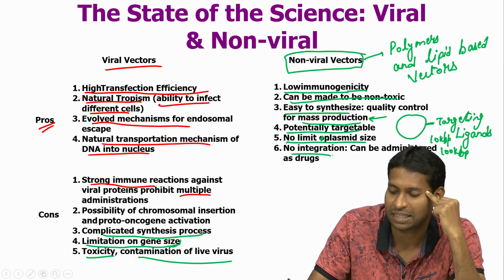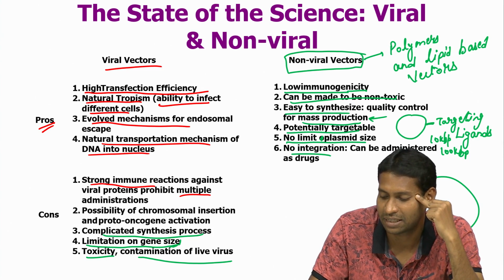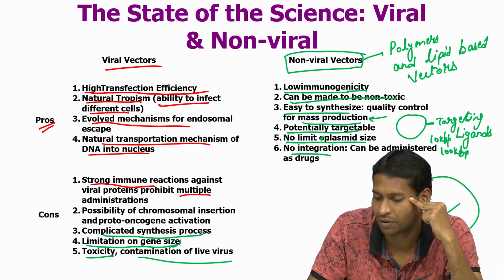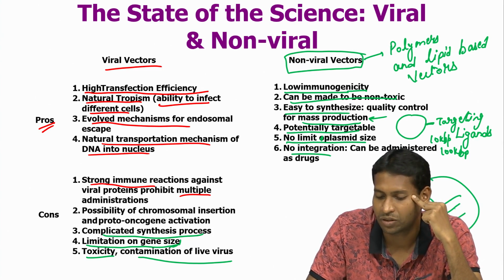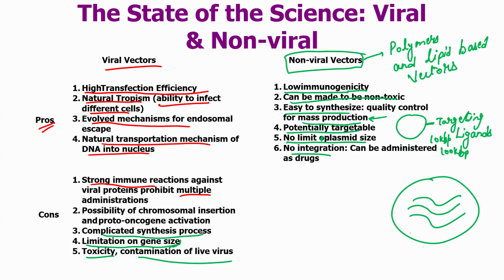So, in this case, let us say this is the nucleus and these are your chromosomes. The plasmid will not integrate, it will just lie separately and will produce the gene from this separate plasmid. So, you do not have to worry about oncogenes being activated and other things like that. They can be administered fairly without concern of causing cancer and other diseases.